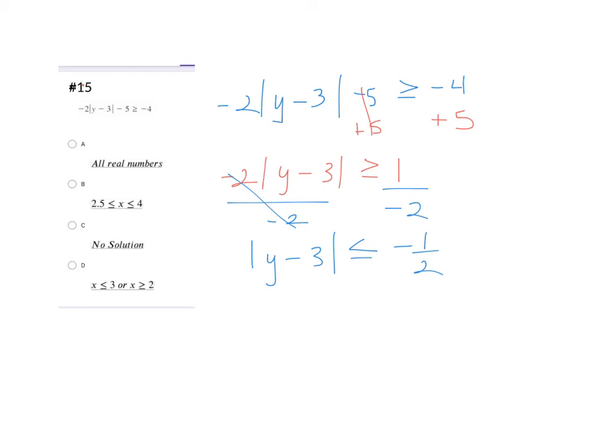Now I want to check it. This absolute value is positive. Can a positive be less than negative 1/2? The answer is no. It cannot be. So this one is letter C, no solution.